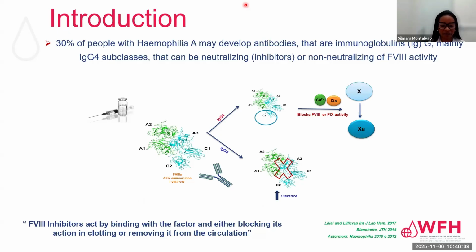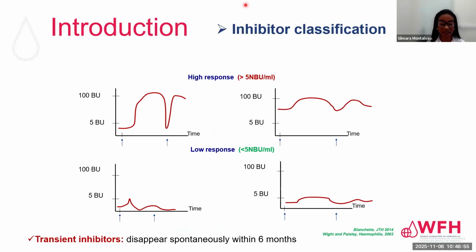Inhibitors act by binding with the factor and either blocking its action in the clot or removing it from the circulation. When we're removing it from the circulation, we're talking about non-neutralizing factor activity. The classification is regarding the titer you can have at the laboratory. We classify it as a high response when you have a titer higher than 5 Bethesda units. Sometimes you have it and sometimes not, but if once you have it, the patient will be classified as a high responder. On the other hand, the low response is when you always have results lower than 5 Bethesda units. We also have transient inhibitors that can disappear spontaneously in a couple of months in some situations.